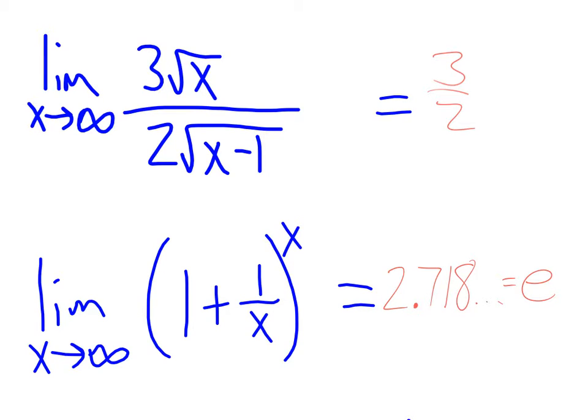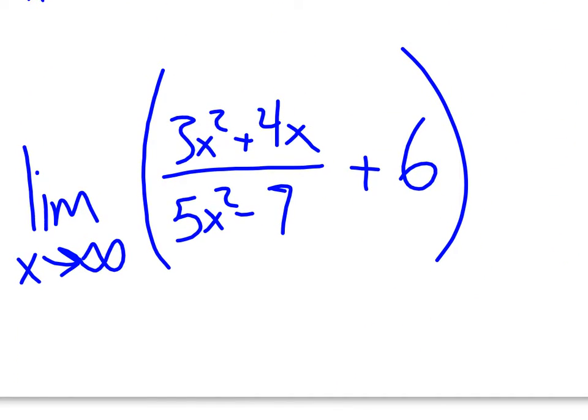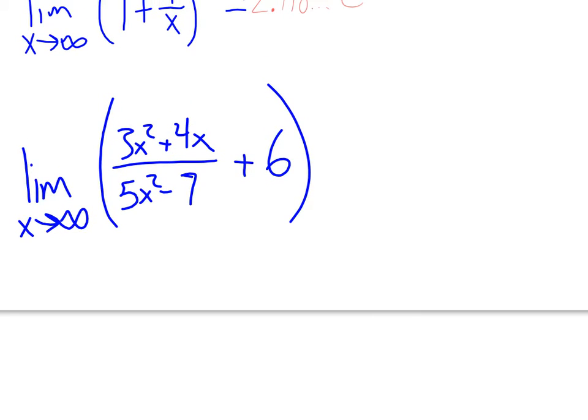Alright, let's look at our next one here. We have the limit as x approaches infinity of 3x squared plus 4x over 5x squared minus 7, plus 6. So how are we going to handle this one? We could convert it into one big fraction. Isn't it just 3 over 5? But there's actually a simpler way. Okay, well, the 6 won't matter because it's so little, right?